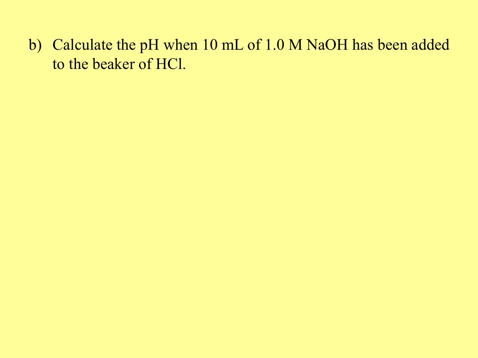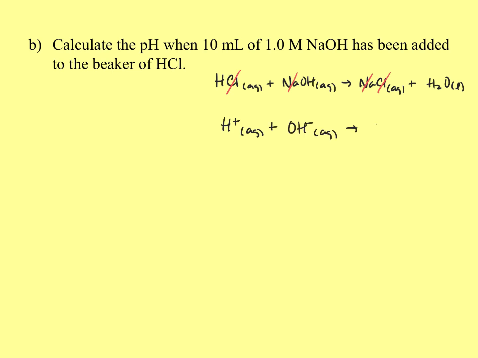Okay, now we're going to look at what happens when you add 10 milliliters of the 1 molar NaOH. So the best thing to do is to first start off with a net ionic equation for what's happening here. Okay, the complete ionic equation is HCl aqueous plus NaOH aqueous to give you NaCl, which is soluble, and water. But as you know, you can break up a strong acid completely in an ionic equation. I'm going to cross out the Cl and the Na because they'll both be aqueous. So the net ionic equation for a strong acid and a strong base is H plus aqueous plus OH minus aqueous gives you H2O.